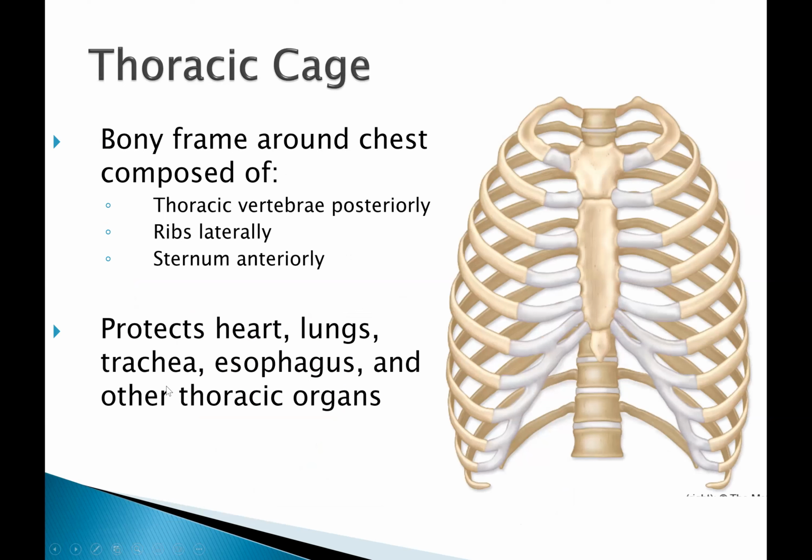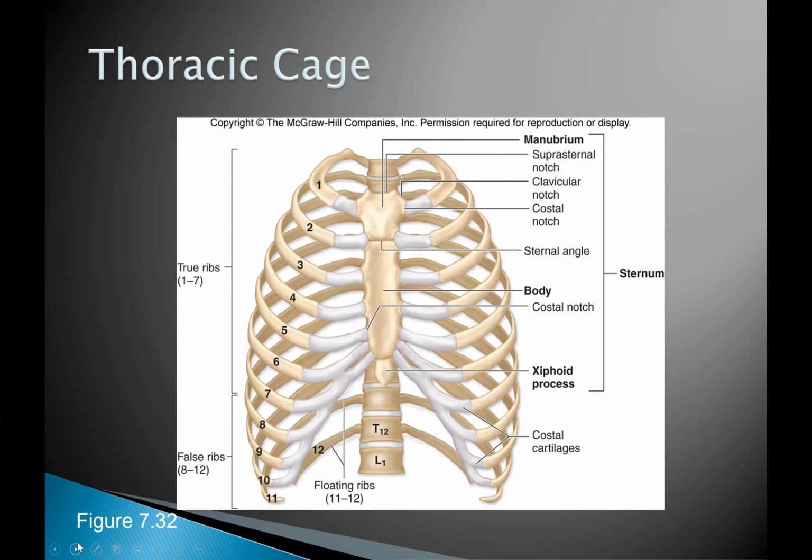So we're going to quickly go through the thoracic cage. This is your bone, your ribs, okay, your thoracic cage, as well as your sternum, right? Your sternum and your ribs. It protects the heart, the lungs, your trachea, esophagus, thoracic organs, all around your chest area. 12 pairs of ribs, so 24 altogether. And then you have your sternum right here.